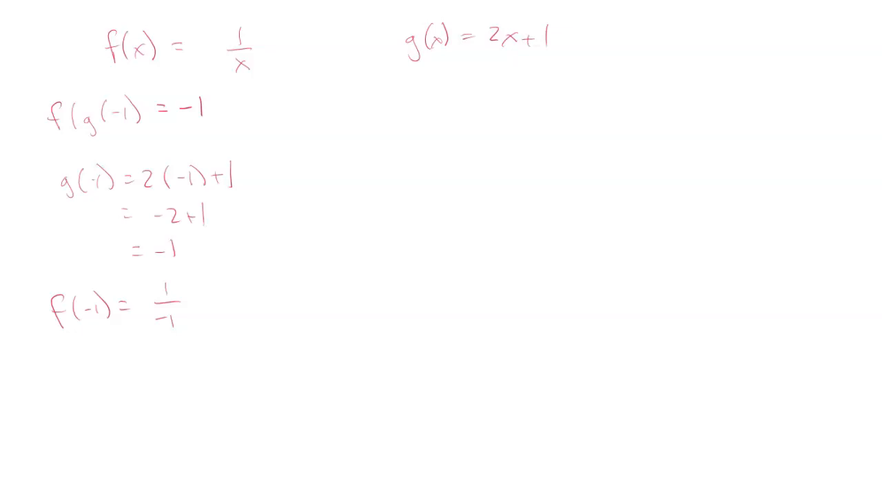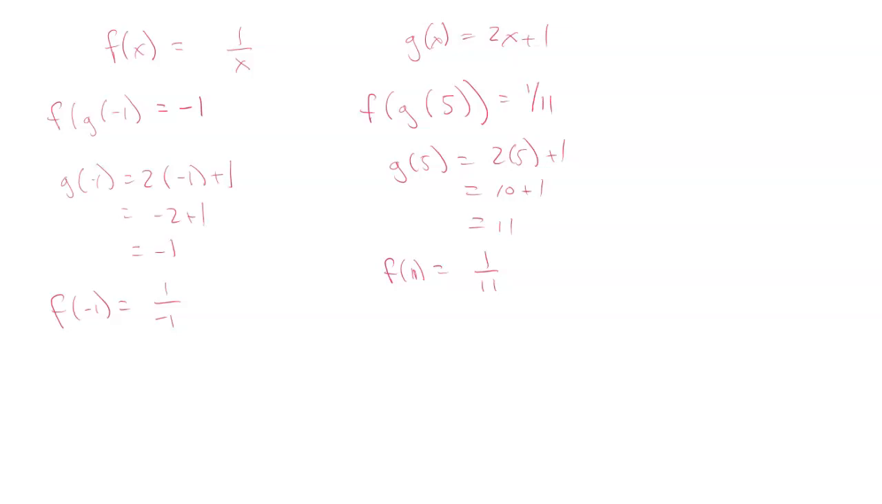Let's try a different one. This one will not be the same. So f of g of 5. Okay, here we go. So g of 5 is equal to 2 times 5 plus 1. So 10 plus 1 gives you 11. And then I'm going to plug 11 into this new function. So 1 over 11. Can't do anything with that. So this is just going to be 1 over 11.